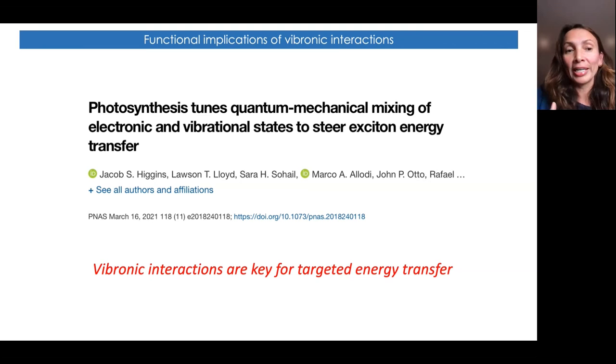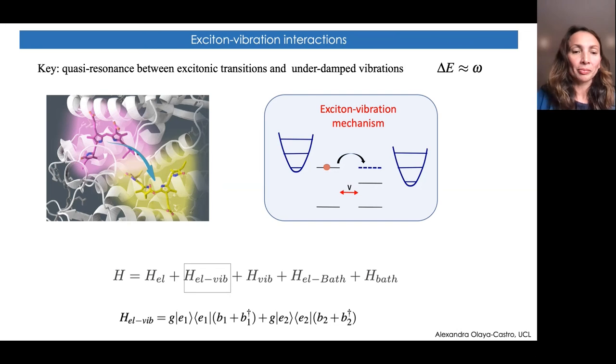So all of this is to give you an idea that these vibronic interactions are key for these photosynthetic complexes. So one of the focuses that we have is that we would like to understand specifically, if you have these vibronic interactions in these systems, what does it mean for different aspects of the physics of these light harvesting complexes?